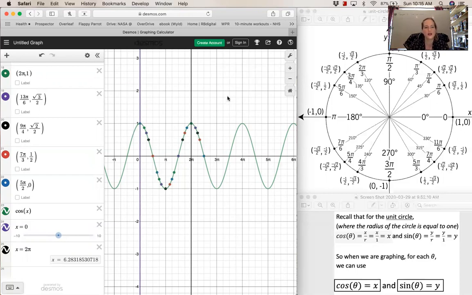Now, let's go ahead and do the same thing for the sine function. So I'm going to pause the recording, clear our graph, and then we're going to graph the sine function. What do you think it's going to look like? Will it be similar to the cosine function?